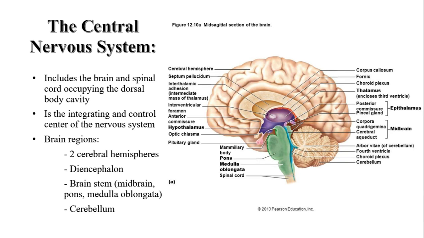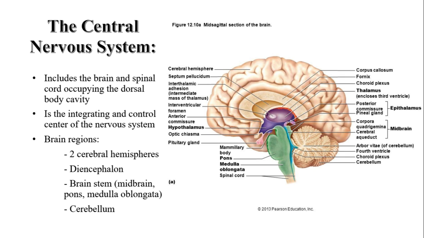The CNS, the central nervous system, has two components: the brain and the spinal cord. And from chapter 1, if you learned all the different body cavities, the brain and the spinal cord occupy the dorsal body cavity. Quick definition: the CNS is the integrating and control center of the nervous system, where high decision making and actual choices for the control of the body are made.